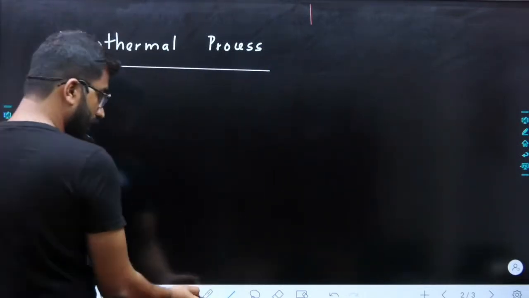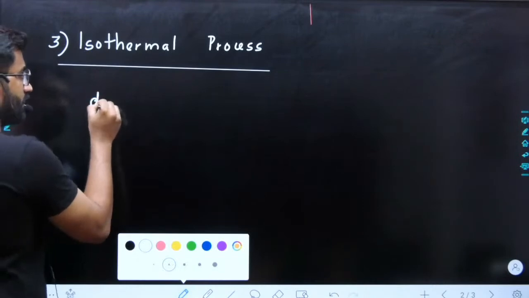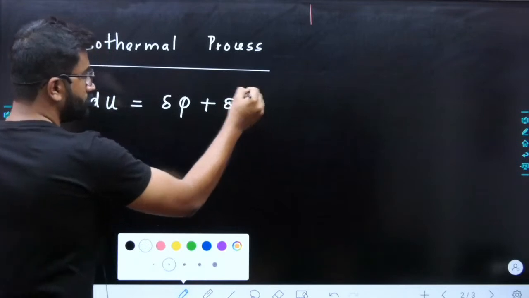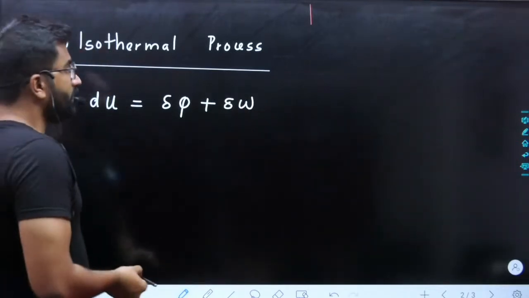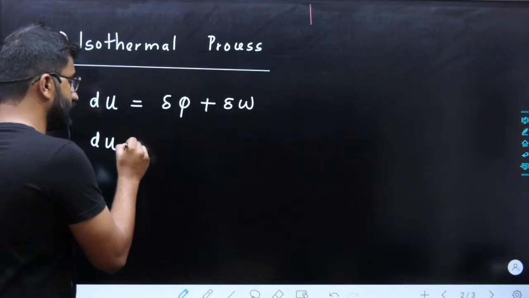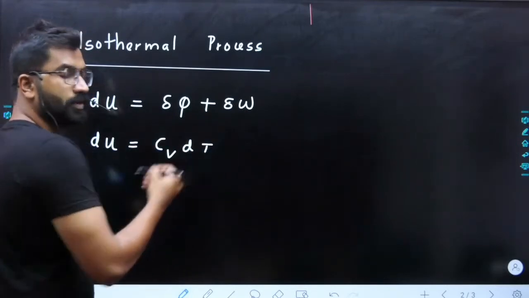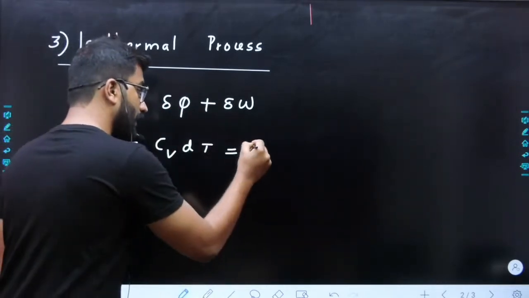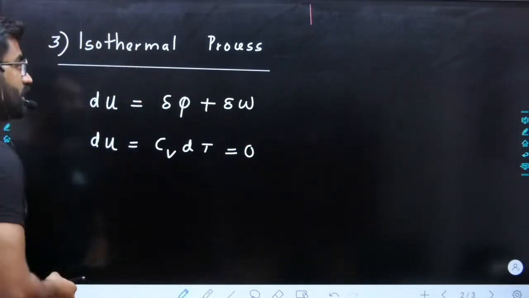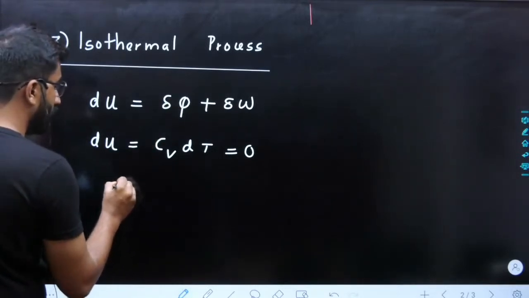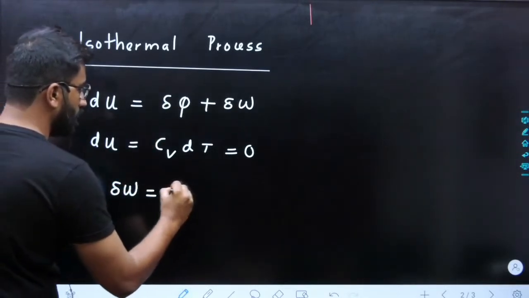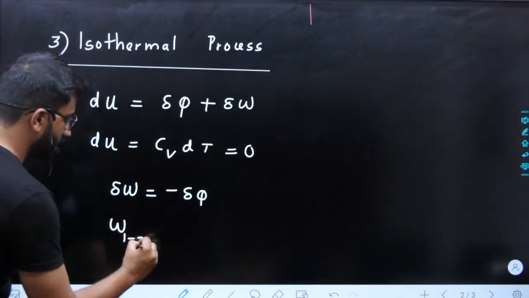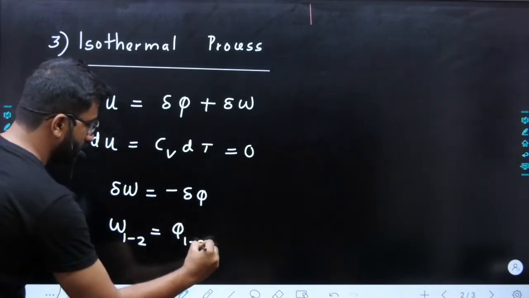Okay, so for the isothermal process, we know the general first law equation is dU = δQ + δW. Now we know dU for ideal gases is equal to Cv dT. So what is the meaning of isothermal? Isothermal means the temperature will not change, so this becomes 0. For isothermal, dU is 0, so whatever your δW is will be equal to minus δQ, or if you integrate, we can say the work transferred is equal to negative Q12.